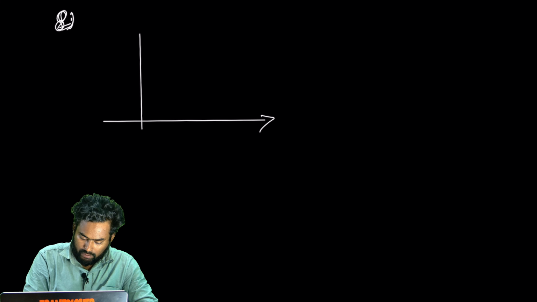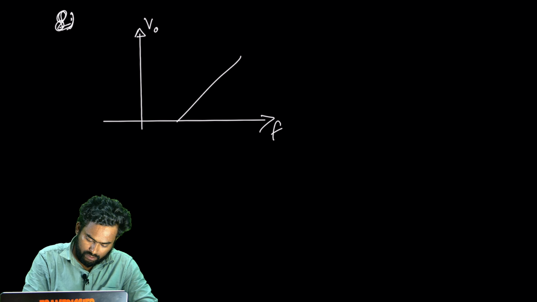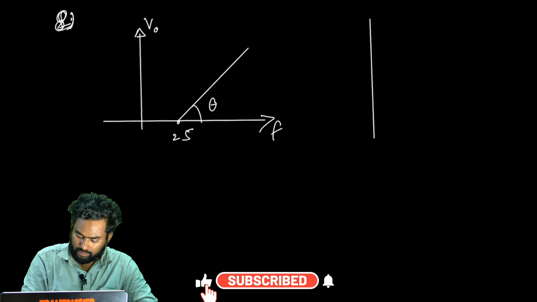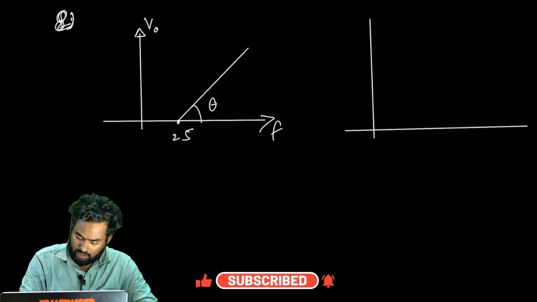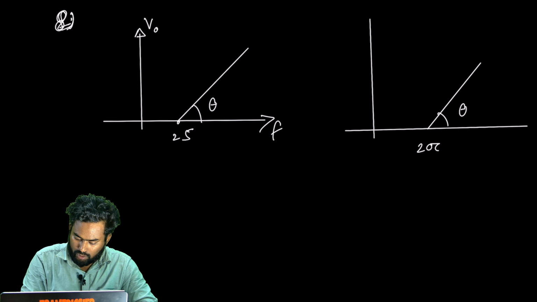Next question, question number 8. Radiation of frequency f falls on the surface of metals. A graph of stopping potential versus frequency is given here, V naught versus frequency. The angle theta, this is 25. The second is also given, angle theta, this is 200.